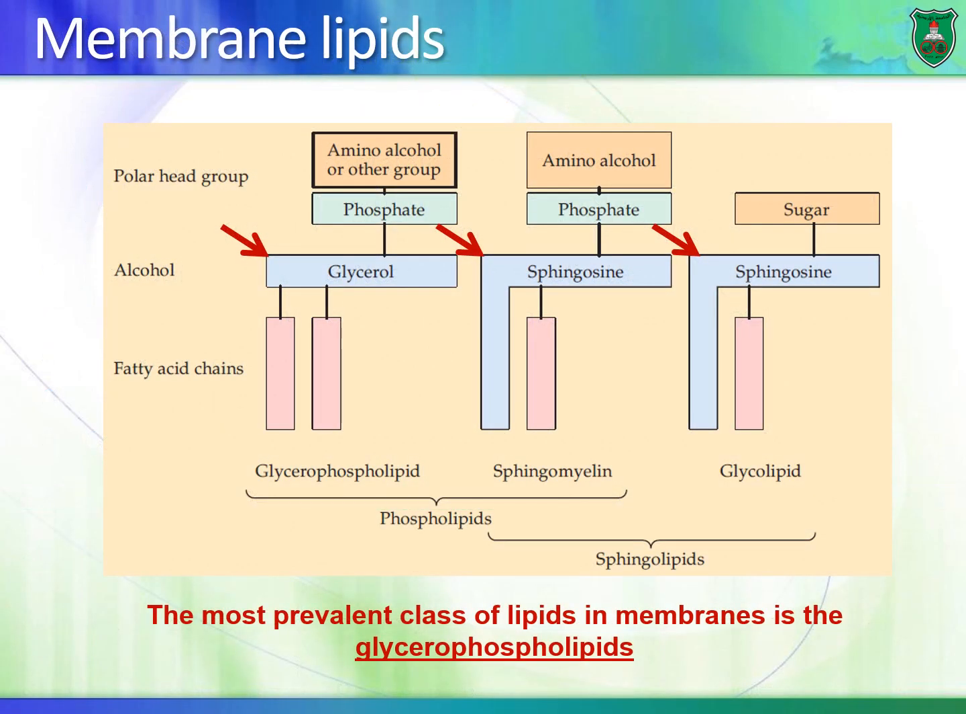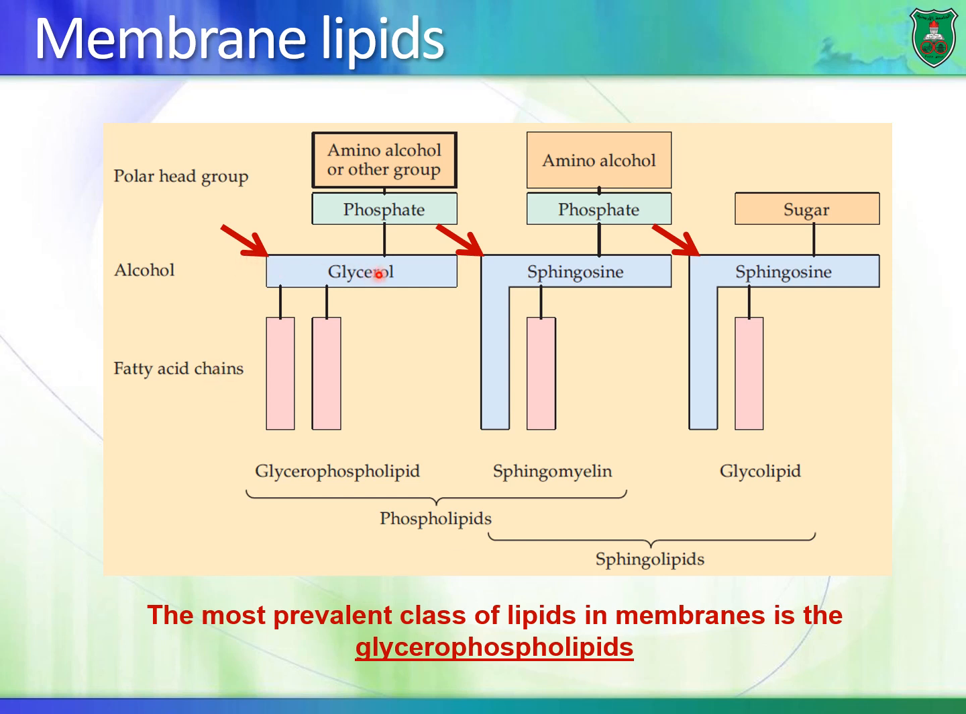Now, so let's talk about membrane lipids. Now, this is basically the triacylglycerols and wax. So there are 3 major components of membrane lipids, okay, and they are glycerophospholipids, we have sphingomyelin, and these two are phospholipids. Okay, and then we have glycolipids as well, and the glycolipids and sphingomyelin are known as sphingolipids.